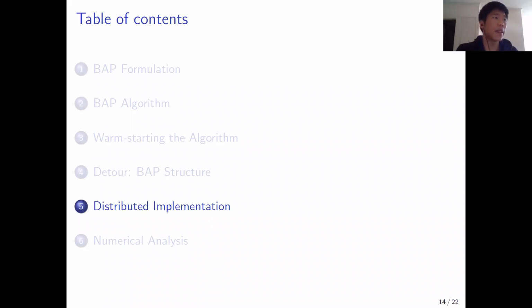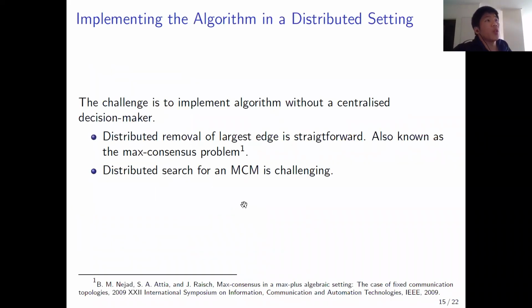The next thing that I want to talk about is a distributed implementation of this BAP algorithm that we came up with. Okay, so recall the two steps that we needed in our algorithm. The first one was to find and remove the largest edge. And then the second one was to do a distributed search for an MCM, or equivalently, a distributed search for an augmenting path.